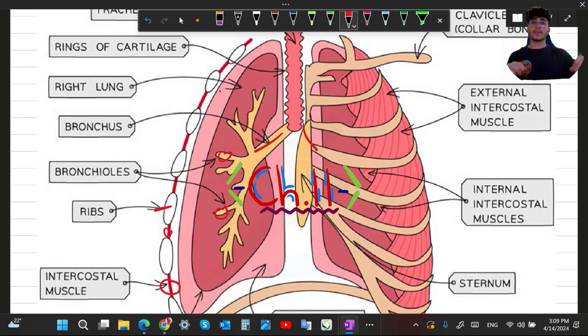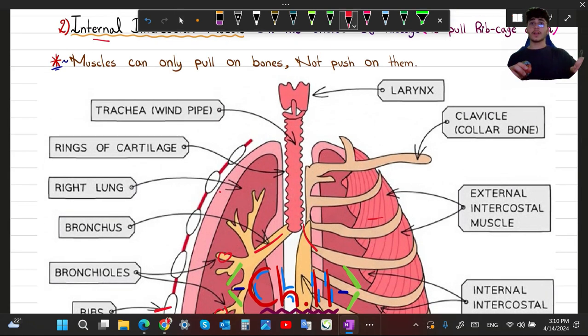This is the right lung because it is on your left hand side, and this is the left lung because it's on your right hand side. These are rings of cartilage on the trachea to support the airways. This tube is the trachea. This is the larynx, where the voice box is located. This is the clavicle, the collarbone.